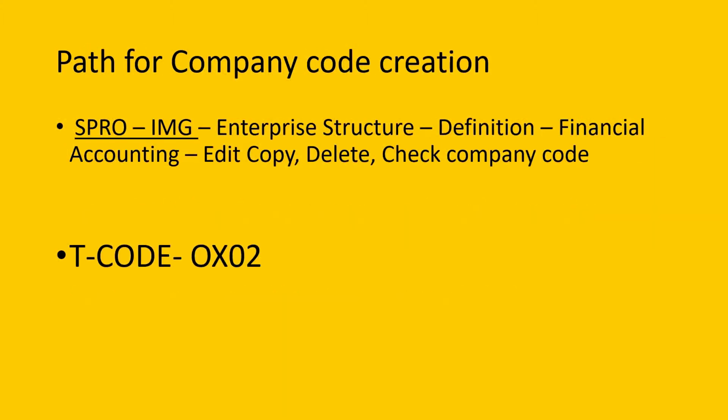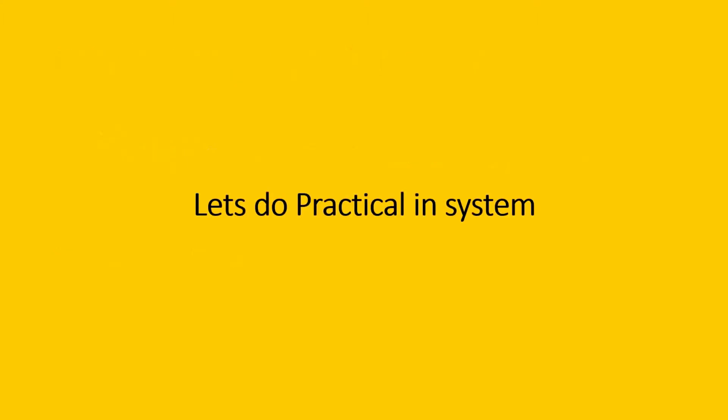So the path for company code creation. Below is the path for company code creation. You can see SPRO, SAP Reference IMG, Enterprise Structure, Definitions, Financial Accounting, Edit, Copy, Delete, Check Company Code. And the T-code for company code creation is OX02. So now let's do the practical in our system.